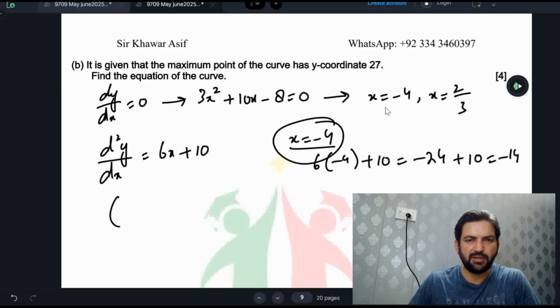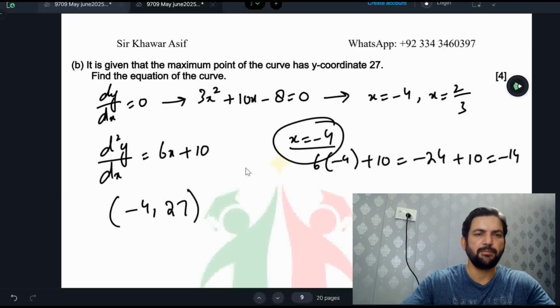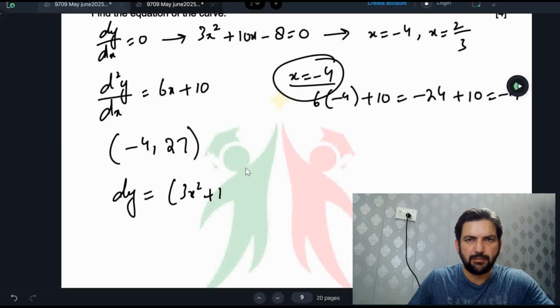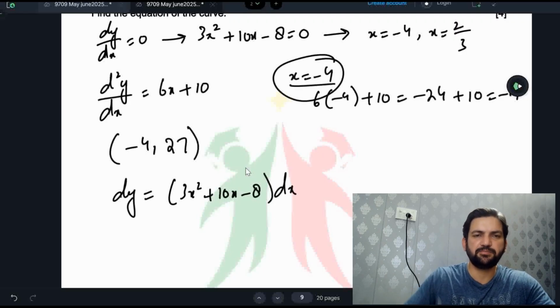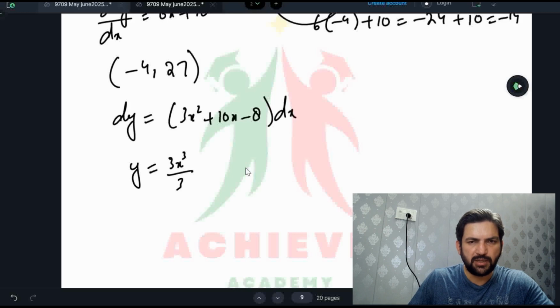So we will have the coordinates of the maximum point as (-4, 27). Now from here we have to find the equation of the curve. For the equation of the curve we have to integrate. So dy equals (3x² + 10x - 8) dx. If we integrate it, y equals 3x³/3 + 10x²/2 - 8x + c.